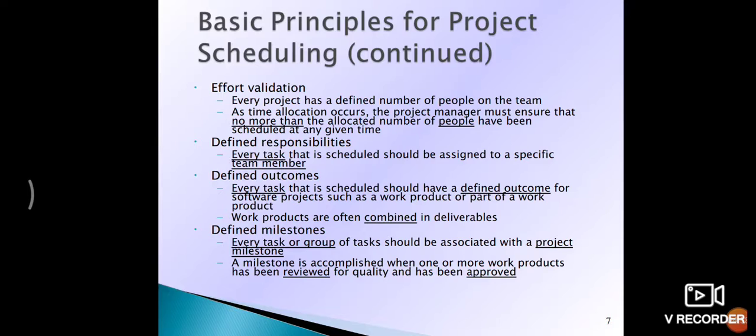Then effort validation. Each project has a defined number of people on the team. As team allocation occurs, the project manager must ensure no more than the allocated number of people have been scheduled at a given time. Then defined responsibility: what person or group is going to implement what task should already be documented and defined. Every task that is scheduled should be assigned to a specific team member.